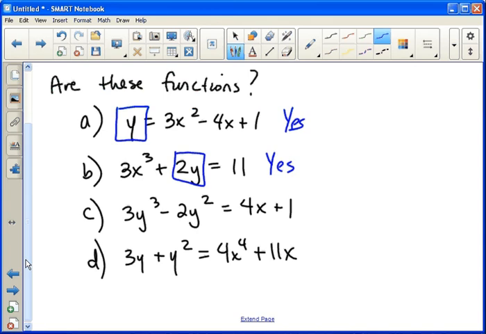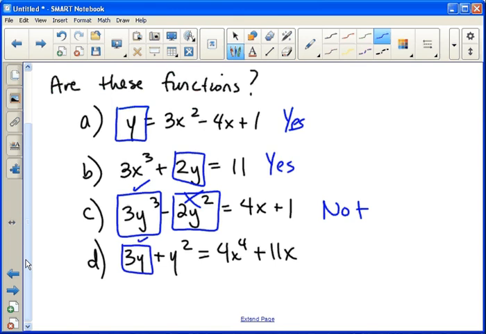Part C here, or number C, whatever you would say. If we look at the y, we actually have two of them. Okay, this one's fine. I know you usually don't see y being cubed, but that doesn't cause a problem as far as it being a function. However, this one does. Since we have an even exponent, that means we are not a function. Again, on D, this 3y, that's no problem, but the y squared is a problem. That even exponent means it is not a function.